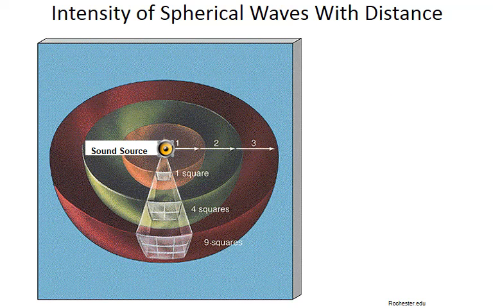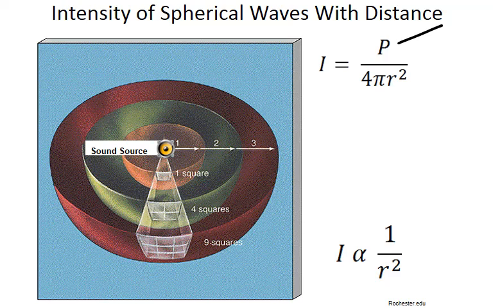Okay, so we can also calculate intensity for spherical waves at a certain distance. We do that by taking the power and dividing it by the surface area of a sphere, which is 4 pi r squared. That should make sense because as sound travels out, it travels out spherically, and that power is being spread out over the surface area of a sphere itself. And so we can get whatever that intensity is.